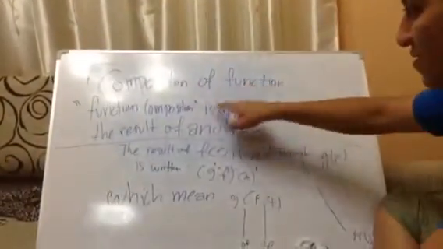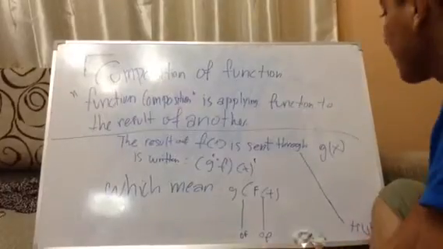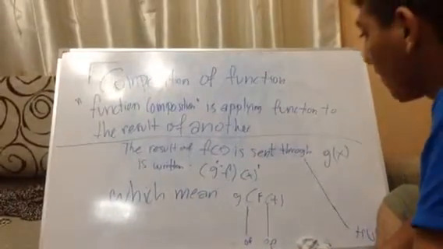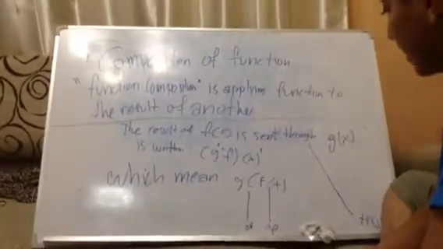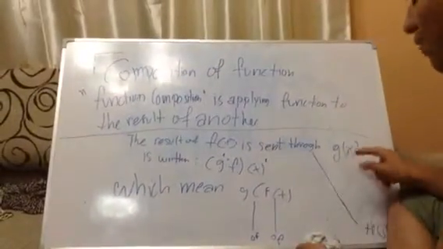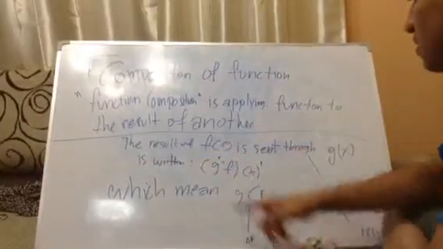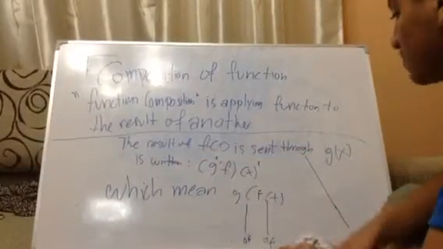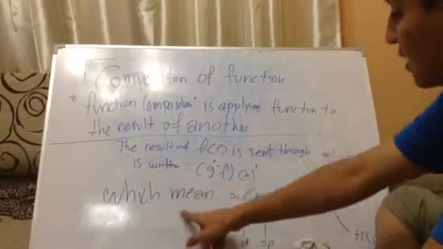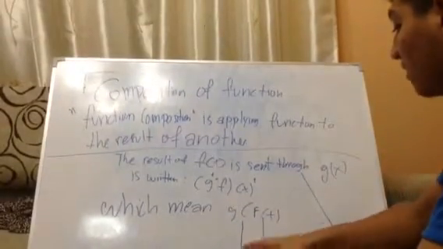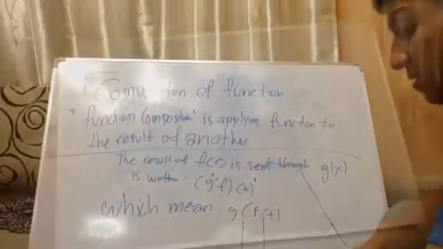Composition of functions. Function composition is applying a function to the result of another. The result of f of x is sent through g of x. It's written g of f of x, which means g of f of x.